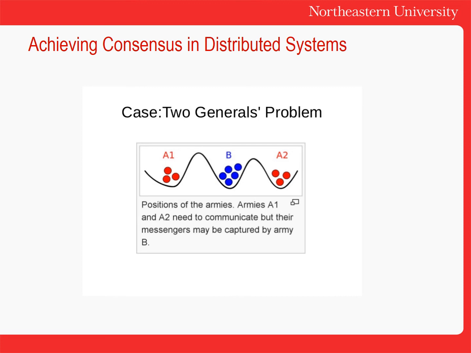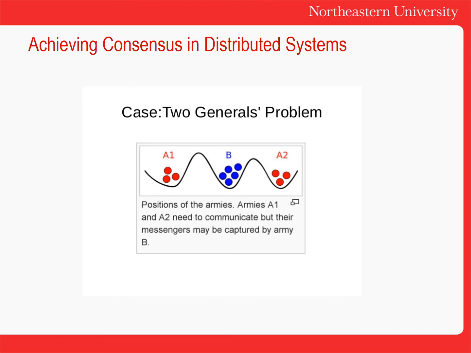So armies A1 and A2 need to attack B, but to win they need to attack at exactly the same time. If A1 attacks B and A2 doesn't, B will overwhelm A1. And if A2 attacks B and A1 doesn't, B will overwhelm A2. That's not good. So the generals in charge of A1 and A2 need to have consensus on a time to attack.